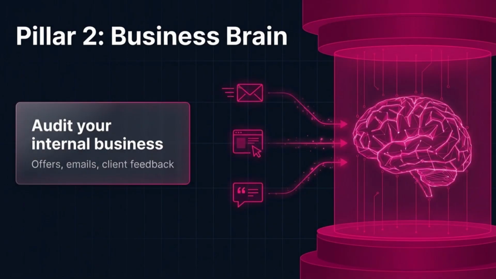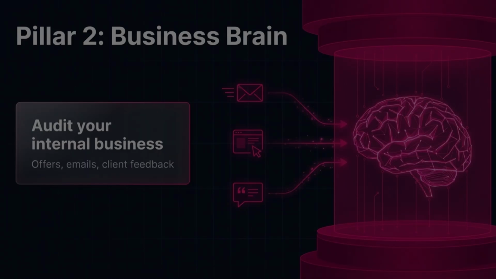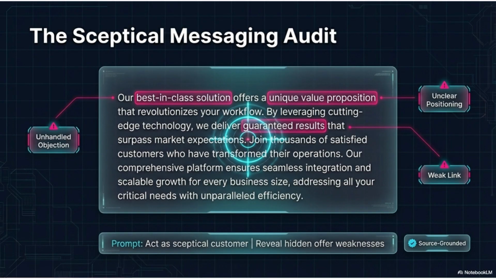Pillar 2, Business Brain. This is where you can have a quiet and sometimes very revealing realization about your own business. So what goes in here? Your existing content, your offer copy, your emails, client feedback, objections you hear repeatedly. Then you can run what I call the messaging audit. Here's the prompt you can use.